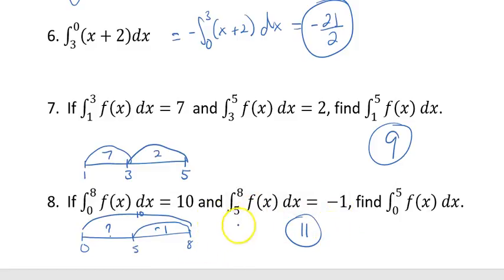So you don't have to do that. Some of you can just do that in your head. Whatever works for you when you're doing problems like 7 and 8. So that concludes this lesson.